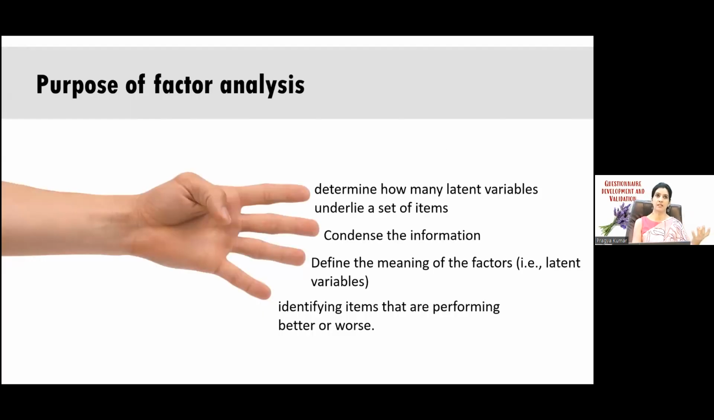And that's the purpose of factor analysis: to determine how many latent variables underlie a set of items. It condenses the information because it reduces the number of factors. Classical measurement theory says that if there are 25 items, there are 25 factors. But ultimately, when you do the factor analysis, it condenses the information and it defines the meaning of factors also.